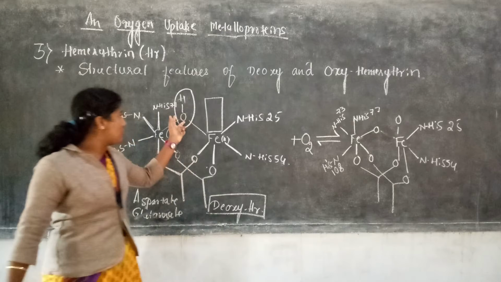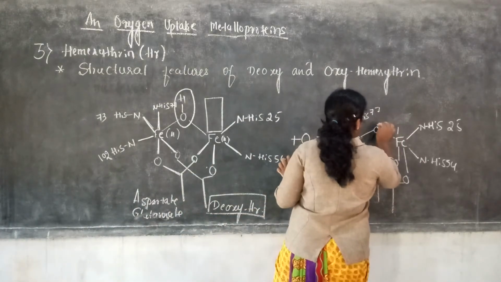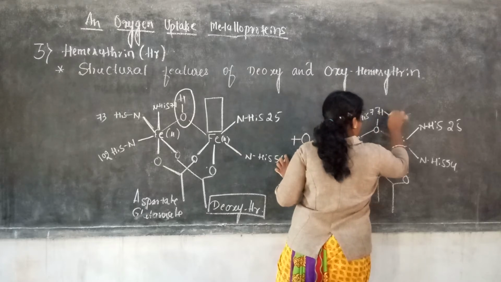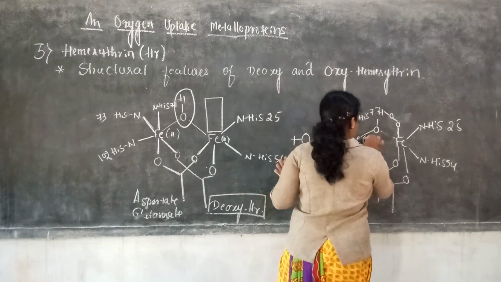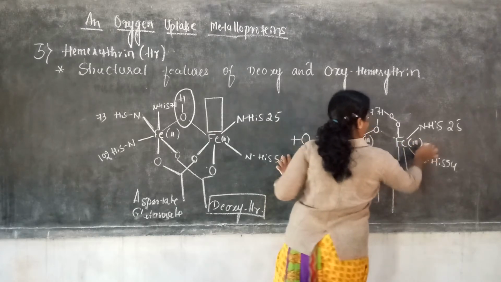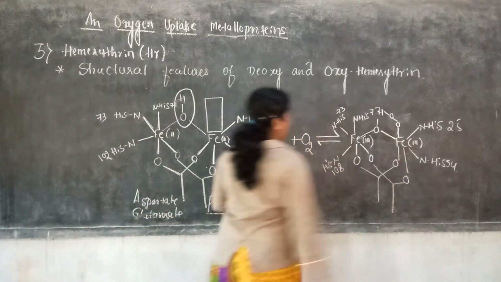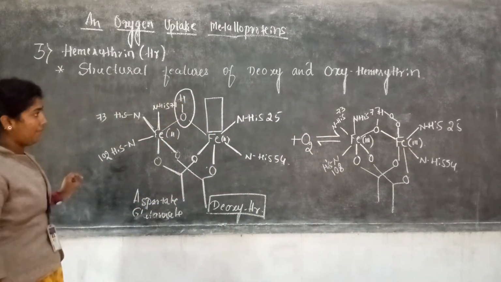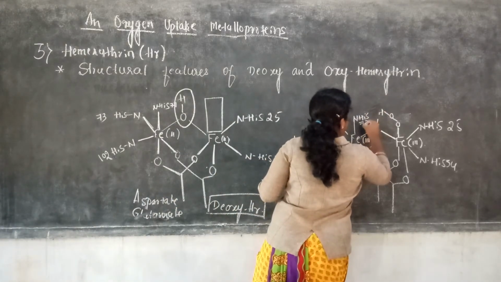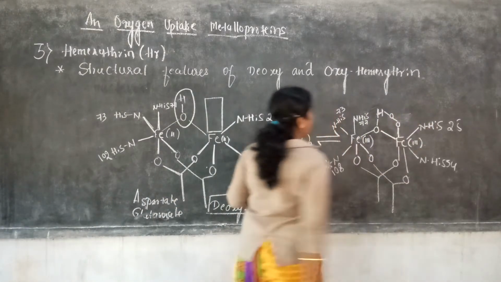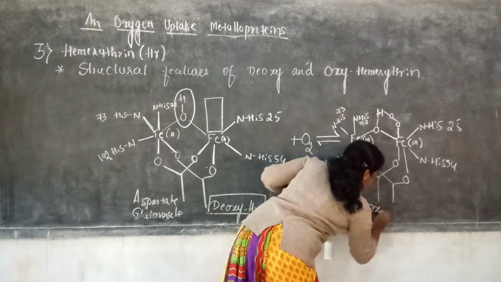Okay, so here in the deoxy form of hemerythrin, the hydroxyl group acts as a bridging ligand. Then here the dioxygen binding takes place at the second site of the iron center. And histidine 77. Okay, this is the structure of oxyhemerythrin.